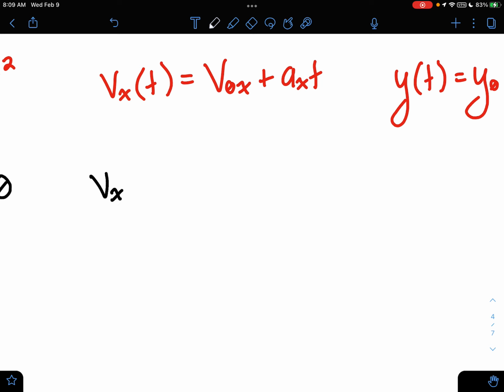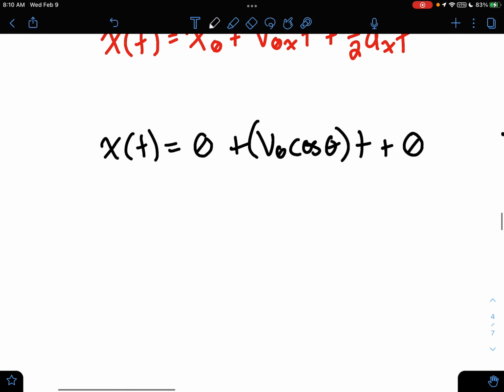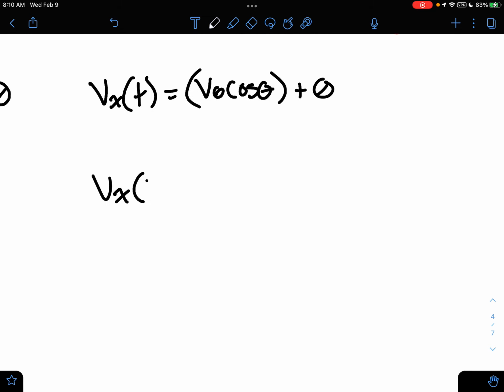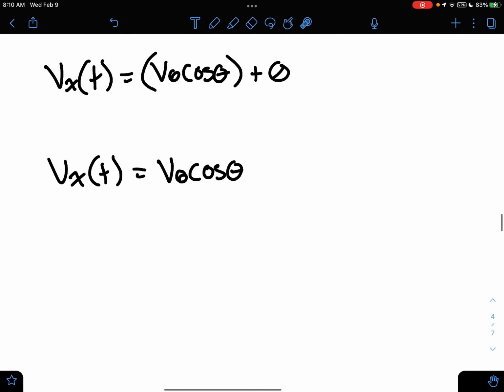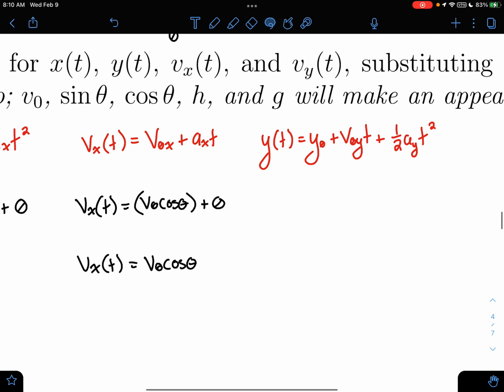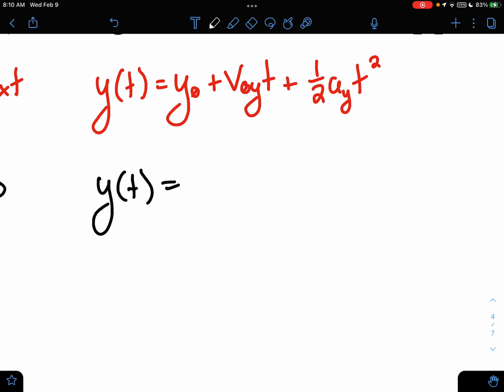Now we say our Vx of t, same thing, our v naught cos theta, and our acceleration is going to be 0. I'm actually going to simplify these equations too. X of t is going to equal v naught cos theta t, and then Vx is going to be just v naught cos theta. Because our x velocity isn't going to be dependent on time, because our x velocity isn't changing, because we're not accelerating in the x direction. So that makes sense that that's what it looks like. Sanity check, you know.